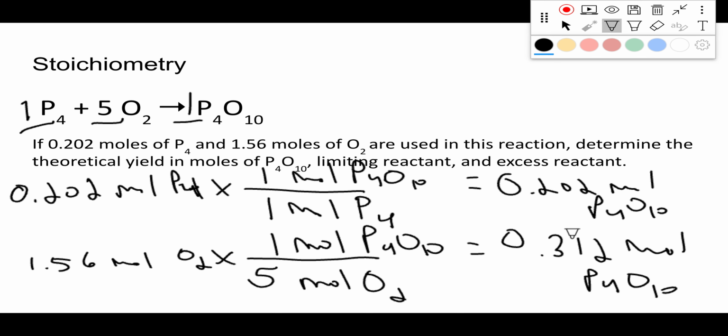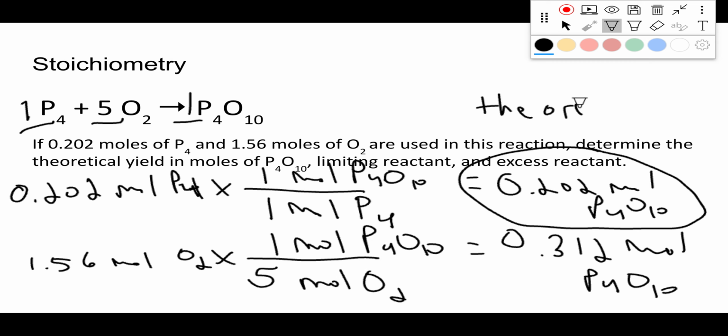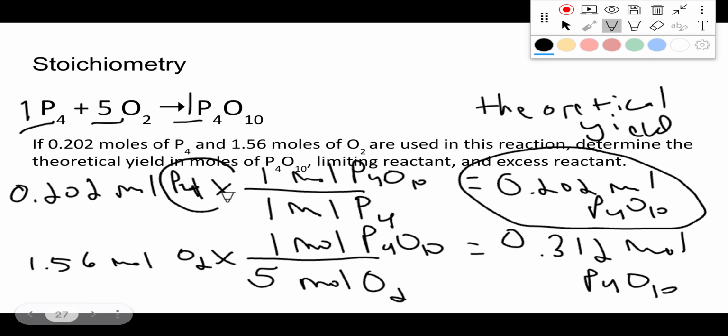Then you look at the 2 numbers. You decide which one of these numbers is the smallest number. 0.202 is smaller than 0.312. So I typically tell my students to circle it. This is my theoretical yield. Whatever made my theoretical yield, which was P4, that is my limiting reactant. O2 is my excess reactant.